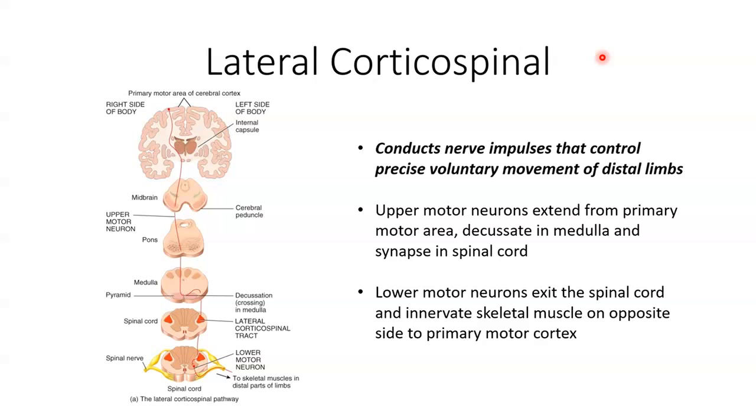The upper motor neurons of the lateral corticospinal tract extend from the primary motor cortex, or the primary motor area of the cerebral cortex. They then decussate in the medulla, so this is the medulla oblongata here, and then they descend down the spinal cord and synapse with a lower motor neuron in the spinal cord at the level at which it will exit through a spinal nerve.